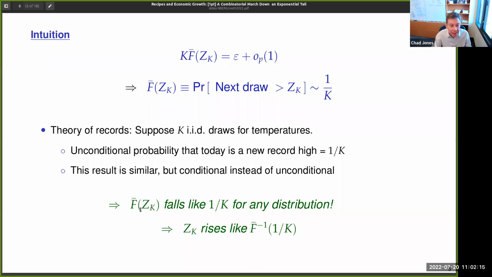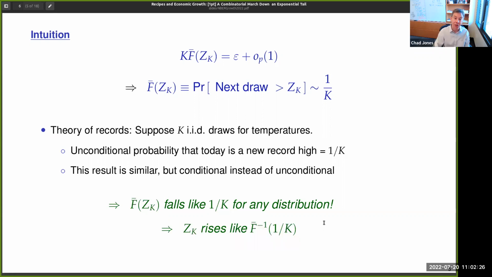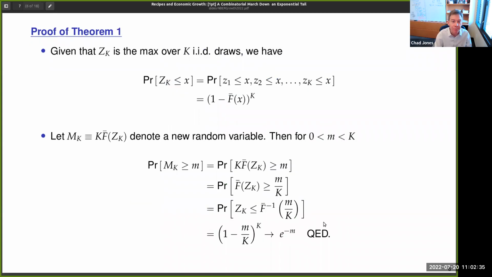All right, so what this says is that F bar of z_k falls like 1 over k for any distribution. And so, apart from the noise, z_k rises like F bar inverse of 1 over k. And that tells you exactly how z_k rises as a function of the number of draws k, for any distribution, F bar here. Okay, so now, well, here's the proof. It's a really simple result. I'm not going to spend any time on the proof because I want to keep the video short, but it's almost trivial to prove once you see the right thing.